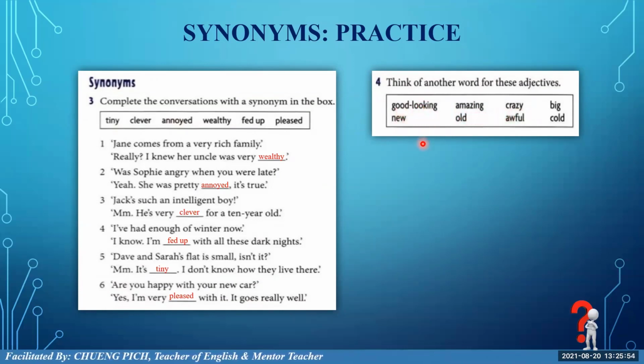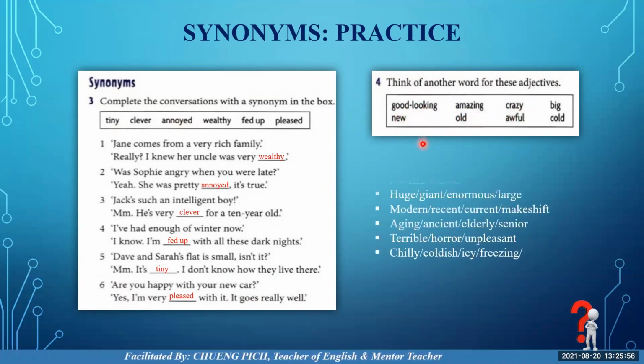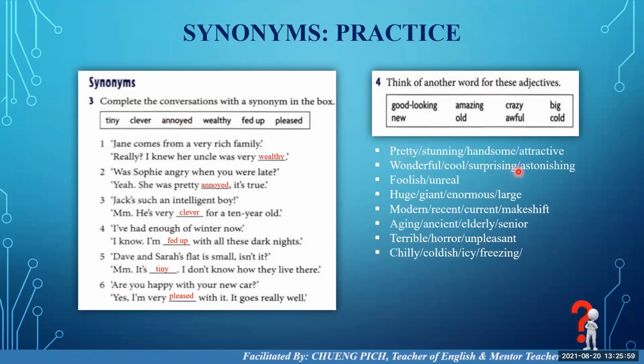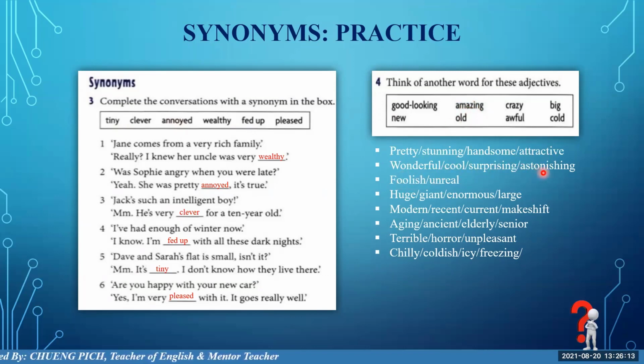Okay, so good looking. So what can we say? Just a practice, so we can find out more than that. For good looking, we can say pretty, stunning, handsome, or attractive. And amazing, we also have wonderful, cool, surprising, astonishing, crazy, foolish, or unreal. Big, we can say huge, giant, enormous, or large. New, we can say modern, recent, current, or makeshift.